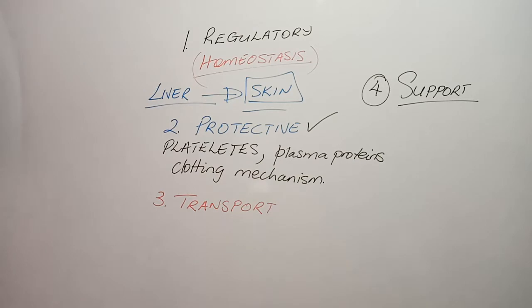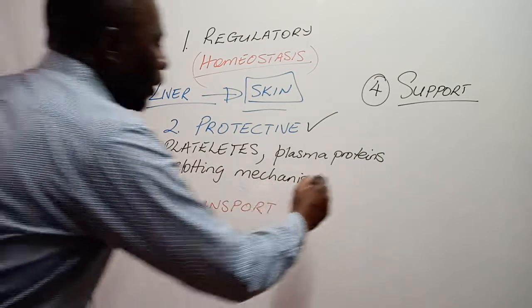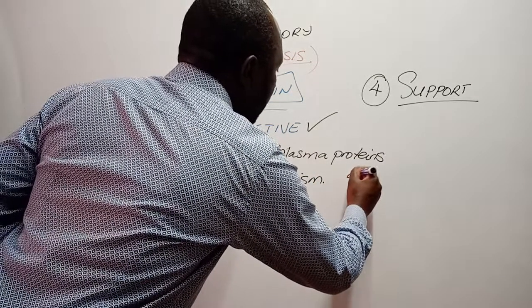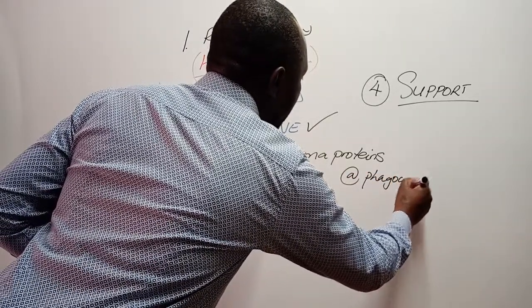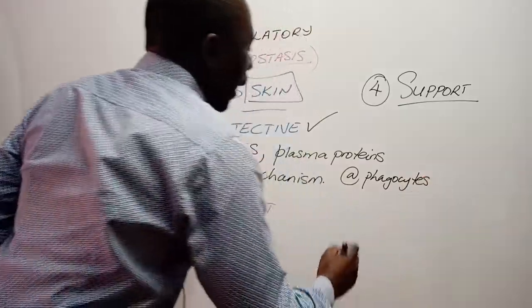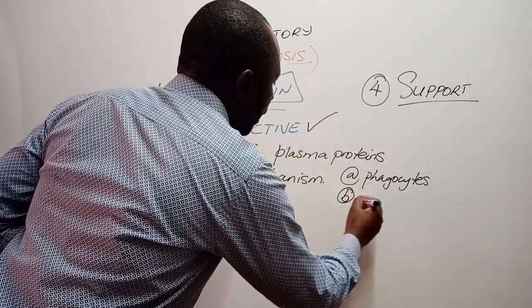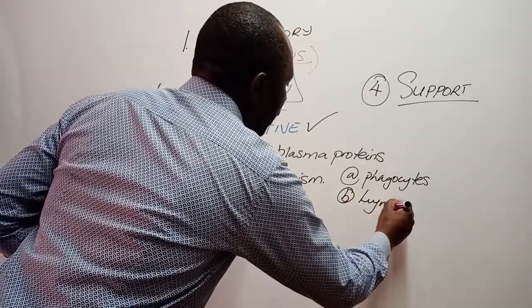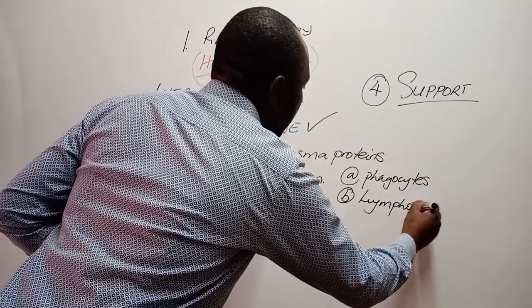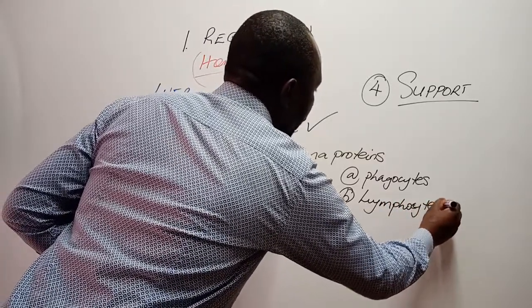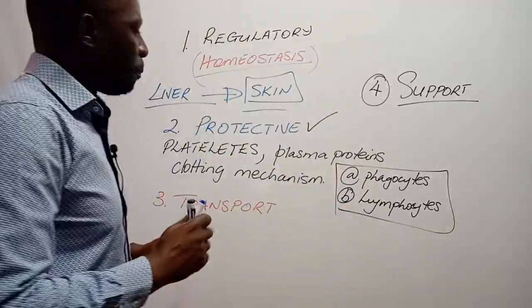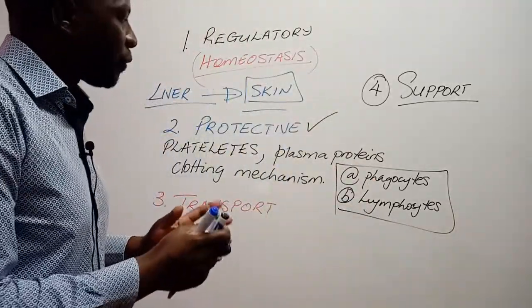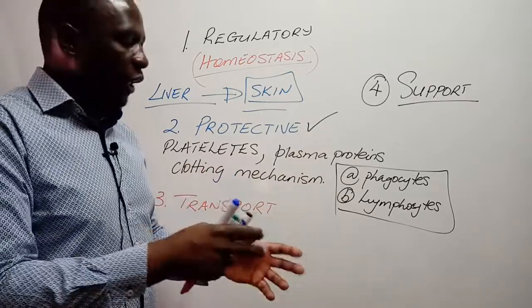So we have got, I said number one, phagocytes, and then B, we have got lymphocytes. Okay. These are found in our blood for the purpose of playing a protective function.